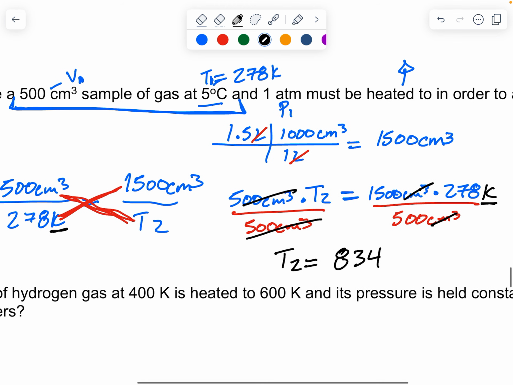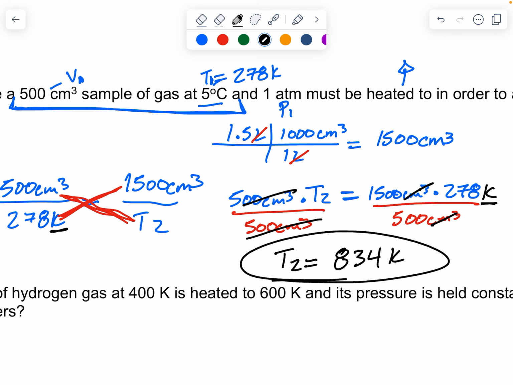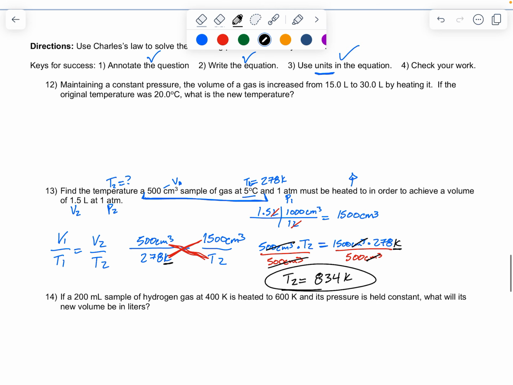All the units are canceled except for the unit I didn't actually write, which is Kelvin. I wrote it over here. For some reason, I didn't transfer it. So that's 834 Kelvin. Go ahead and circle your answer. If you have done all of those things, you should hopefully have the right answer.